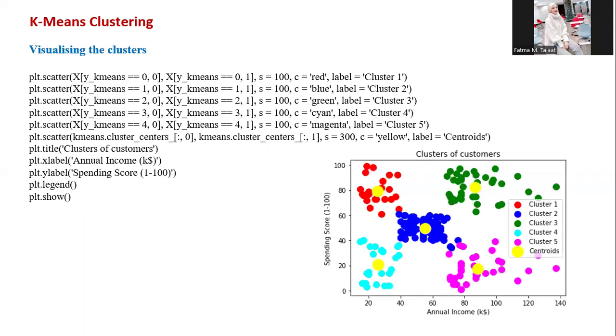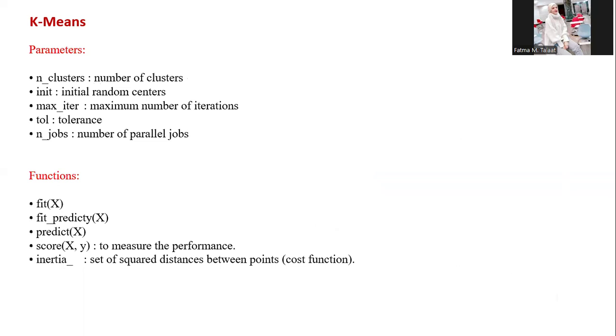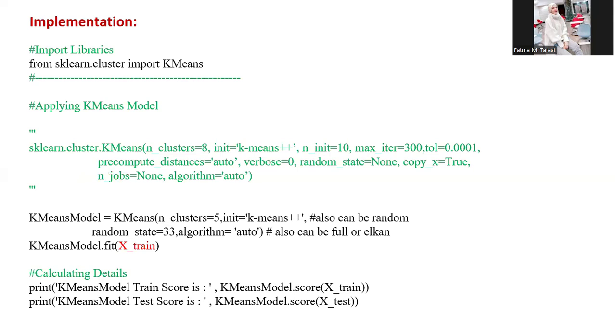And here is the visualization of the clusters. These are the parameters with their explanation: n_clusters means the number of clusters, initial random center, maximum number of iterations, tolerance, number of parallel jobs. And the functions we will use are fit, fit_predict, predict, score to measure the performance, and inertia, the sum of squared distances between points, which is the cost function.